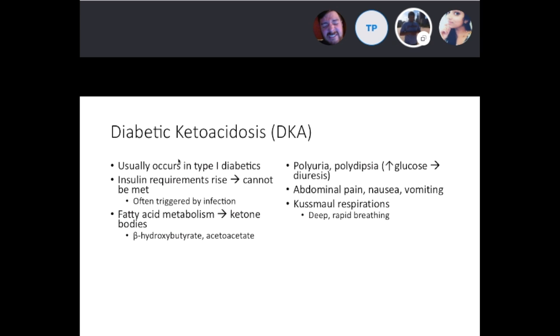You'll also see abdominal pain, nausea, vomiting. They'll present with Kussmaul's breathing, which is deep, labored, or rapid breathing. That's due to the acidosis. It's like a reaction or a compensatory mechanism. You'll get a high anion gap metabolic acidosis due to the ketones.